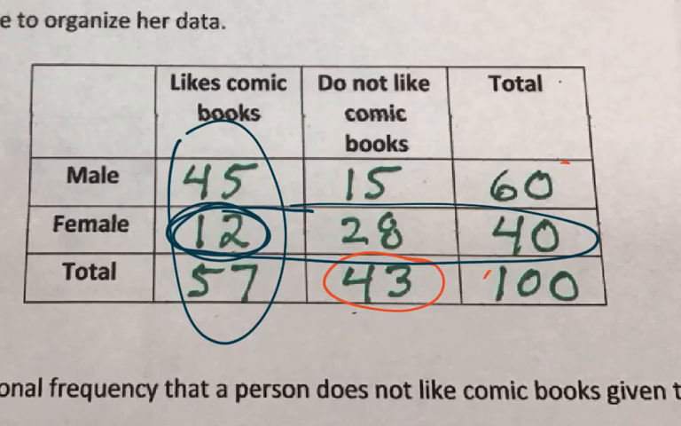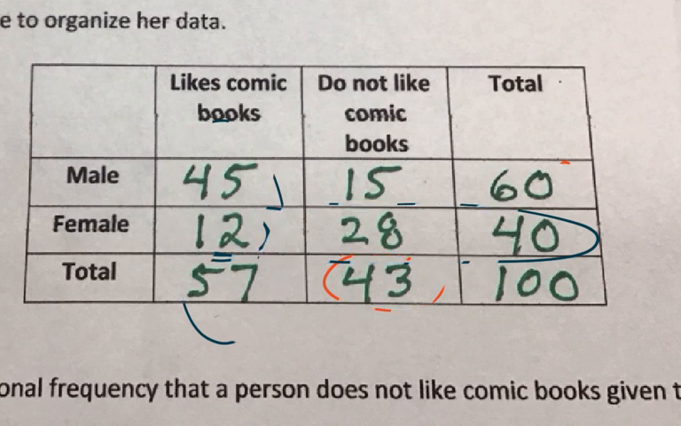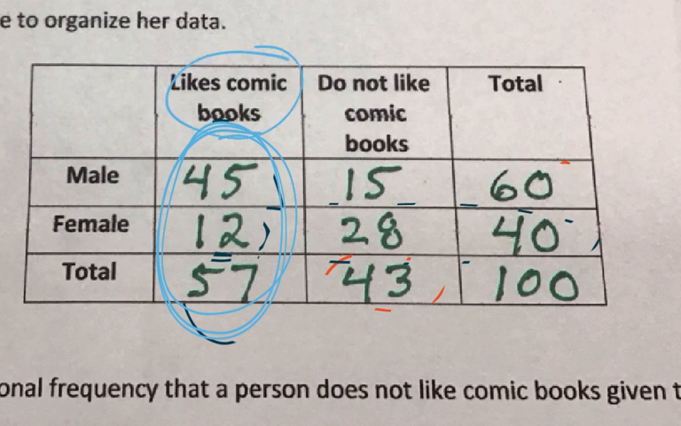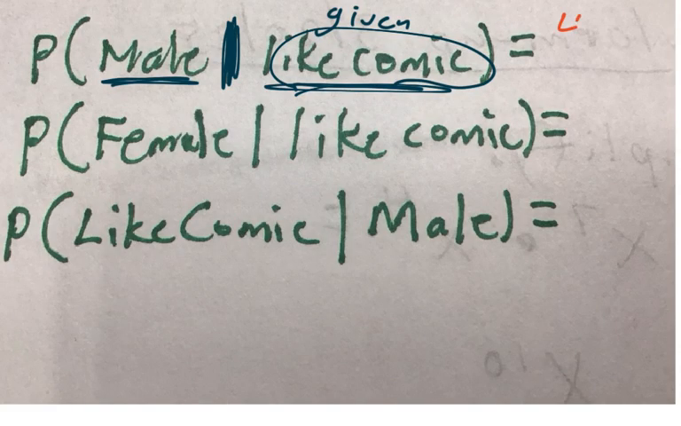So that means when I go to my table, let's clean this up a little bit. I already know I'm here. We know they like comic books. That means we're only looking at the 57 of them, you see? We don't want to include these 43 that don't like comic books, because we already know they do like comic books. So, that's 57 so far. Now, how many are guys? 45 of them. So we would say 45 out of the 57. And I'm pretty sure, oh, wait a minute, I can reduce that. That's 15 out of 19, guys.